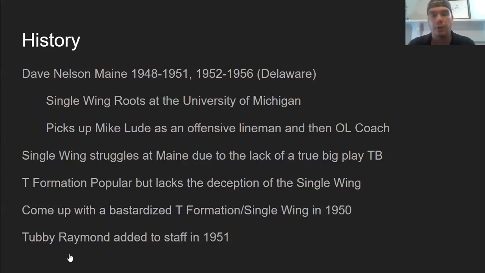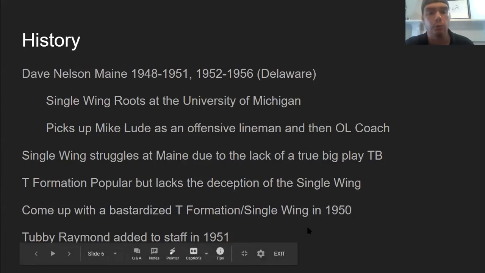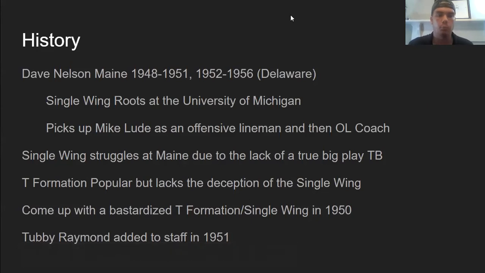Single wing struggles at Maine. They don't have a true tailback. Their tailbacks they put in keep getting hurt. So they're debating about what type of offense they're going to go to. They need to go to a certain type of offense to help out what they have, because they don't have the right people right now to be running the single wing offense.